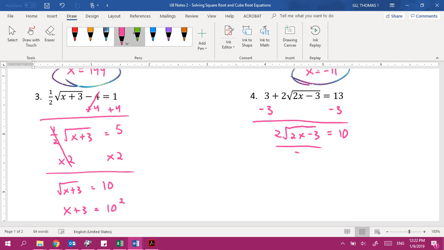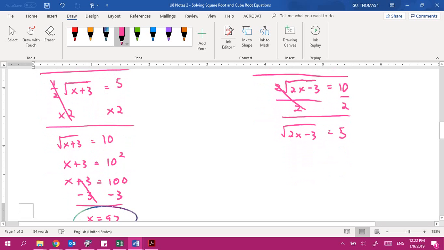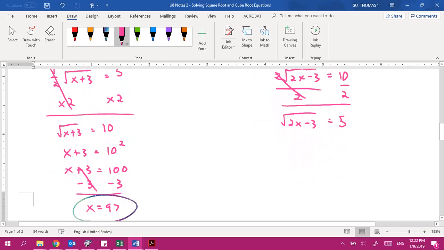Okay, what do we do after that? Divide by 2. And so we get square root of 2x minus 3 equals 5. Square what? Both sides. Square both sides. What's my next line going to say then? Equals 5 squared, which is? That's right.